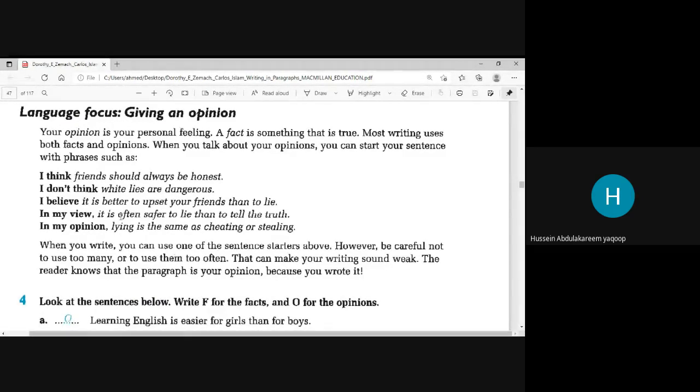Now what we have here, we have some expressions. These expressions are very important for us when we are asked to write and to state our opinions. How do I present my opinion? What are the effective expressions usually and continually used to express an opinion? Among many of these suggested expressions: I think, I don't think, I believe, in my view, in my opinion. We may add more expressions like I guess, I believe, I would like to say. So all these are under the umbrella of stating or giving your opinion.